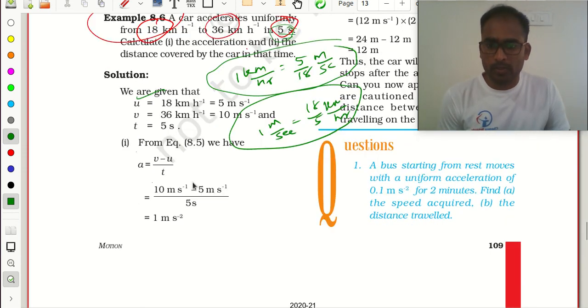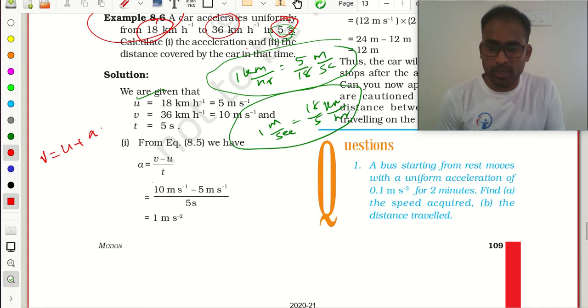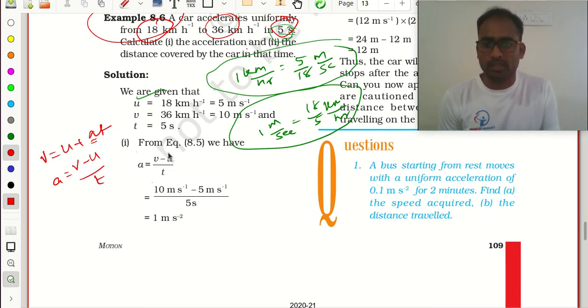Okay. So from this you can calculate the acceleration. From our first equation, the velocity and time relation, V is equal to U plus AT, and I need to know the acceleration. Acceleration is equal to final velocity minus initial velocity upon time. I know the final velocity, initial velocity and time, so I can calculate the acceleration.